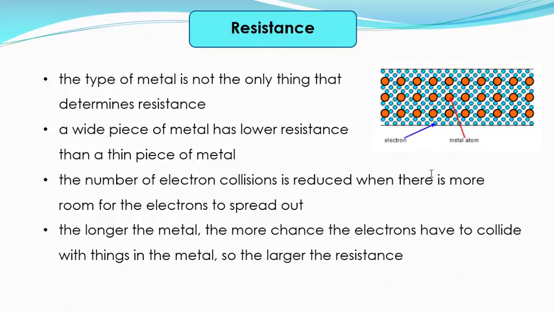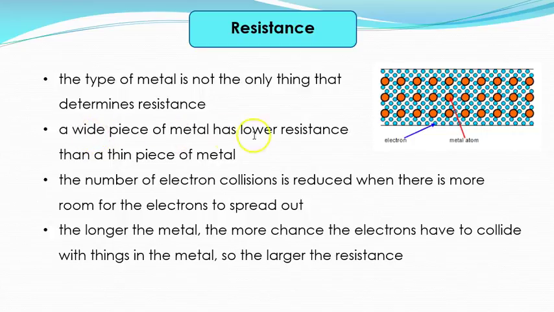The type of metal is not the only thing that determines resistance. The size of the metal also is important. A wide piece of metal has lower resistance than a thin piece of metal. Take a look at this picture over on the right side. If we were to make this thinner, you can see that we would be compressing the electrons and the atoms together so they had less space in between them. They could move less freely. If we made the piece of metal wider, then there's more room for the electrons to move, and more quickly.